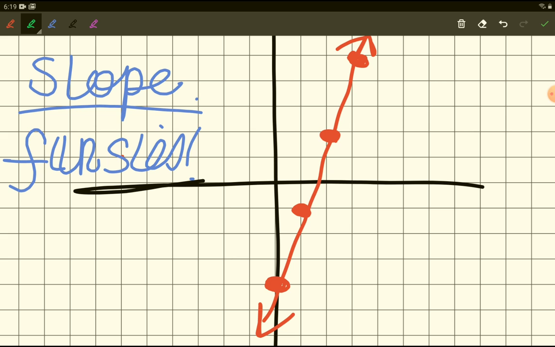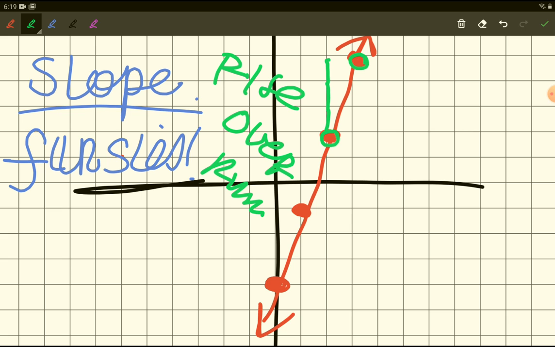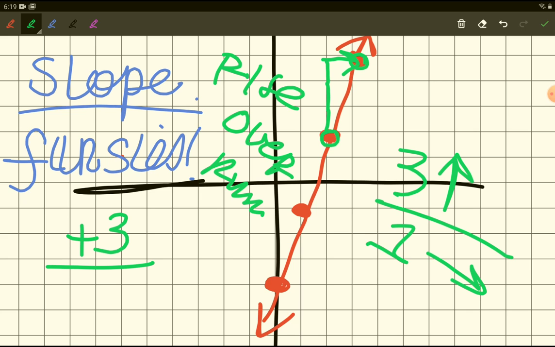Rise over run. Let's pick these two points. I went 1, 2, I went 3 up, and then I went 1 to the right. So positive 3 over positive 1. That gives me a slope. My slope is 3.